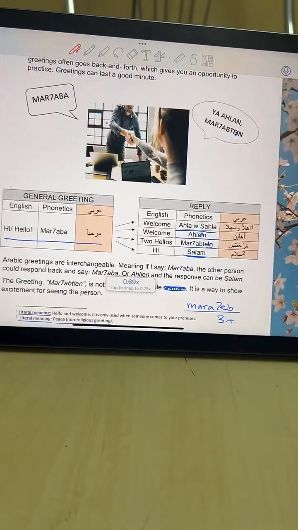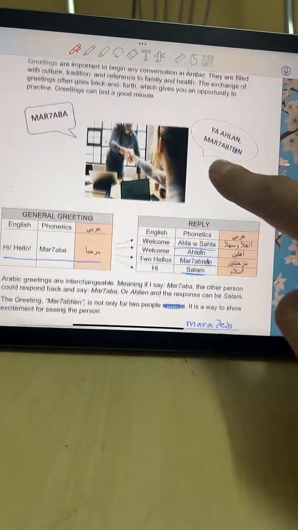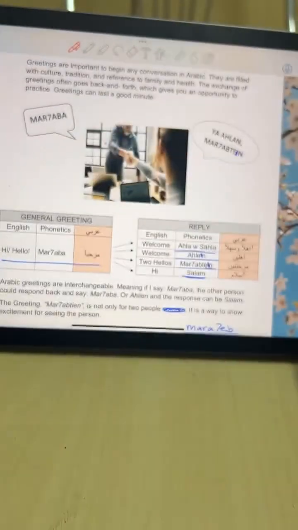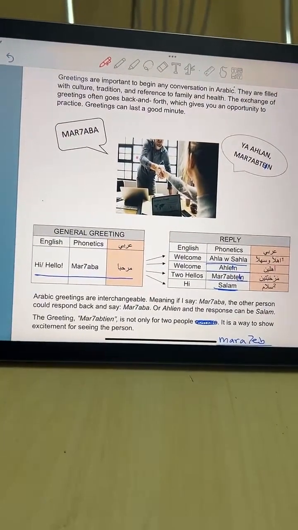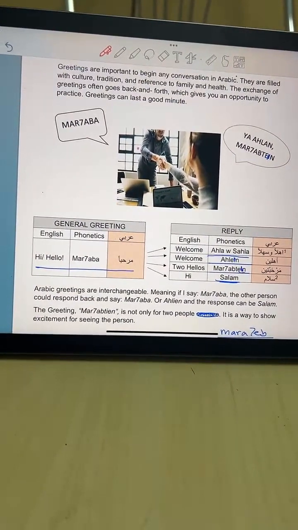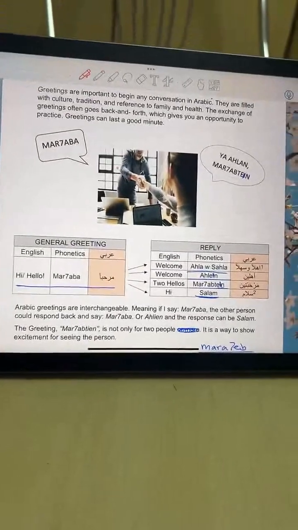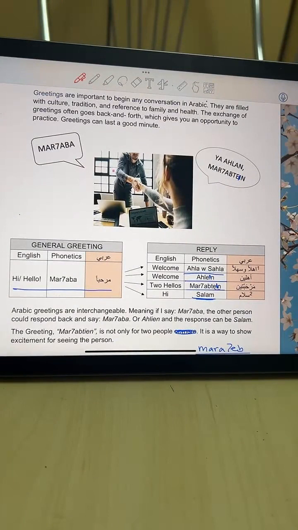Because look, when I say marhaba, marhaba means, one second, let me. Joe, what does marhaba mean? Hello. Yeah. And why don't I like the translation as hello? Because it's a very poor translation. It's just a non-word for word translation, not a literal translation.